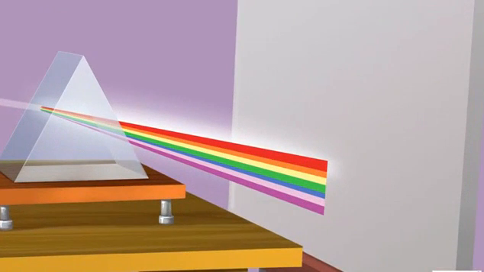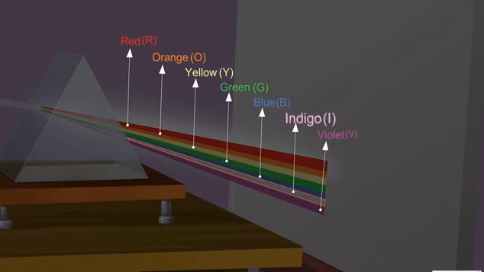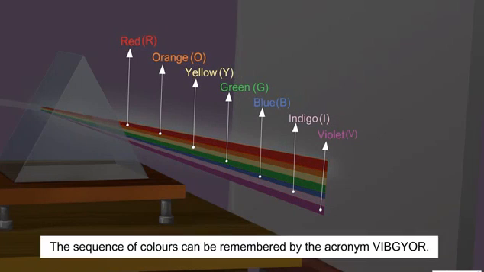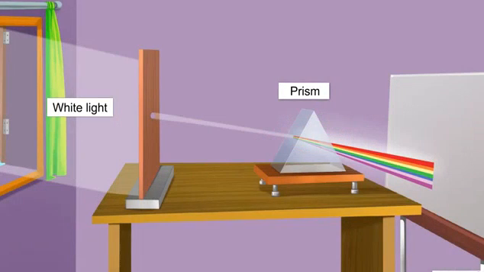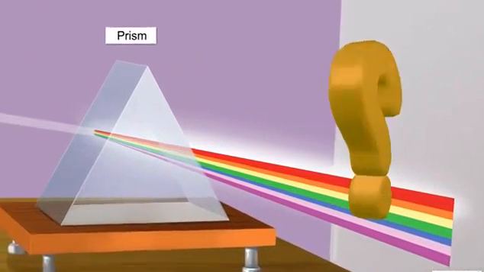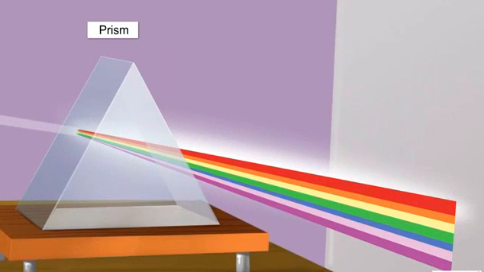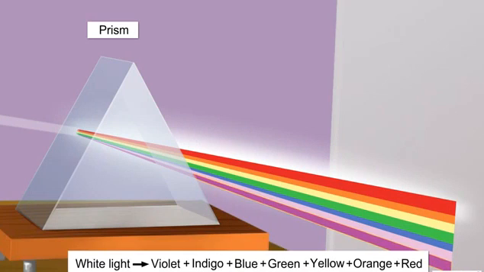If you look at these colors of the band from the bottom, they are in the order violet, indigo, blue, green, yellow, orange and red. This sequence of colors can be remembered by the acronym VIBGYOR. The light coming from the sunlight was white light. Are you wondering from where this beautiful band of colors appeared? Actually, the white light consists of 7 colors, namely violet, indigo, blue, green, yellow, orange and red, which we saw as the band of colors.